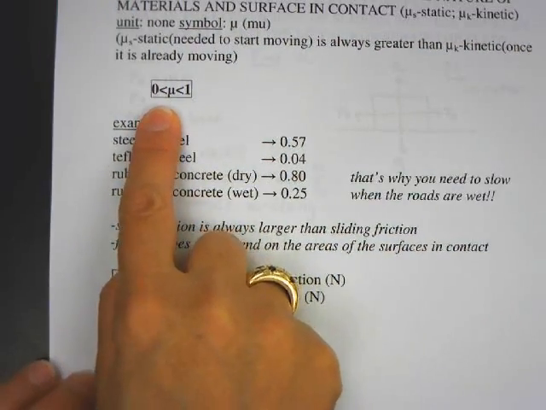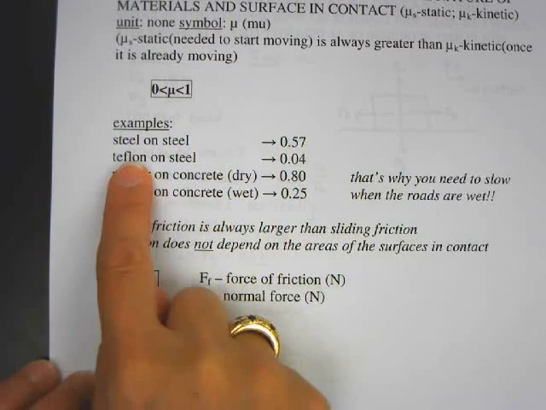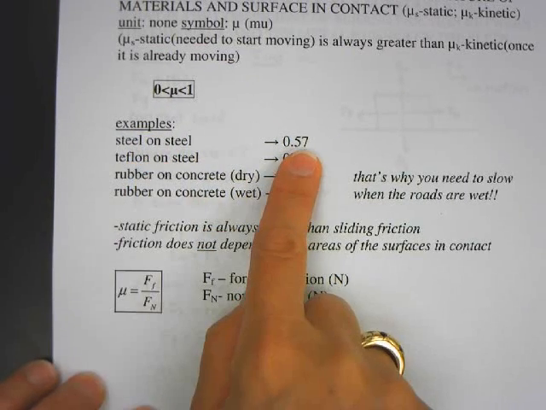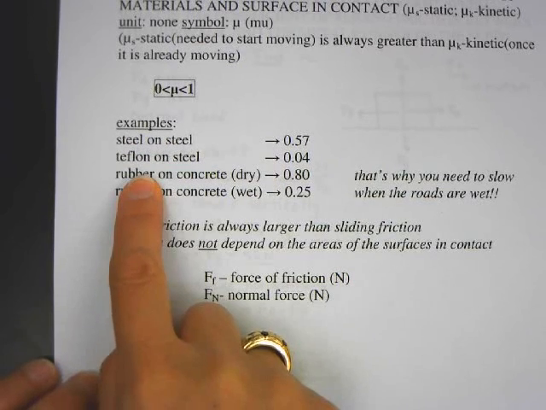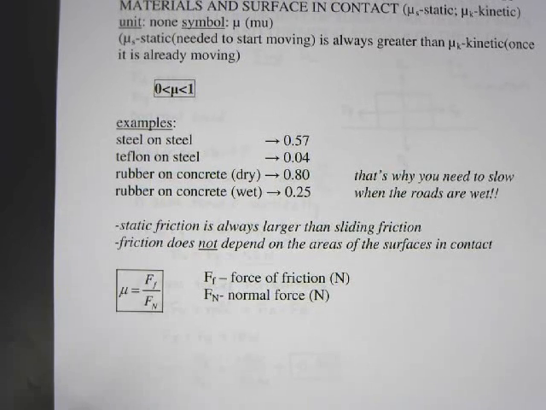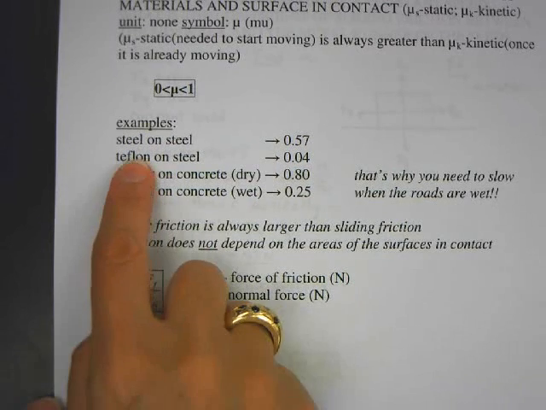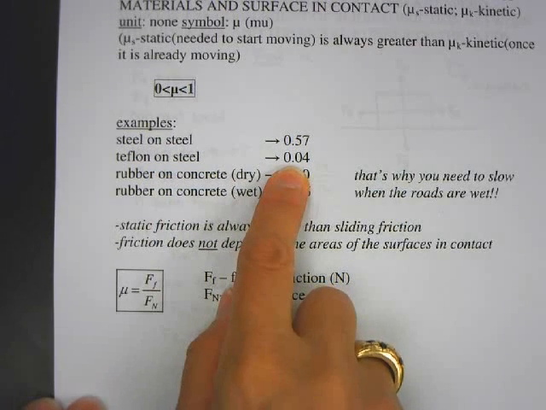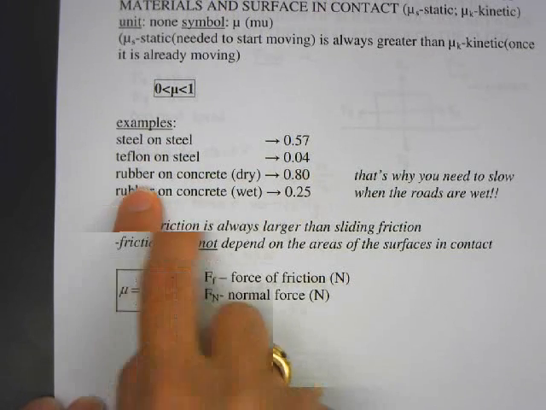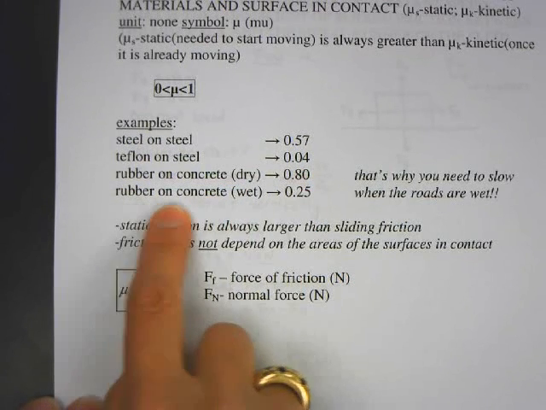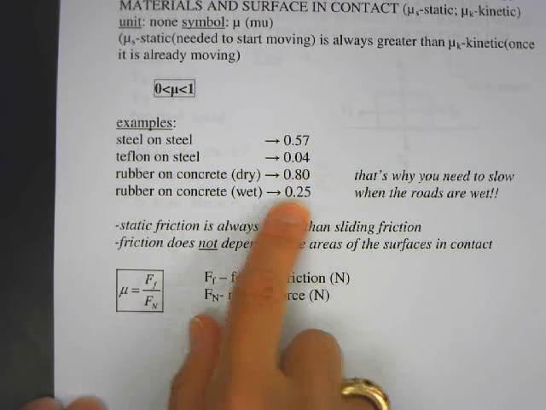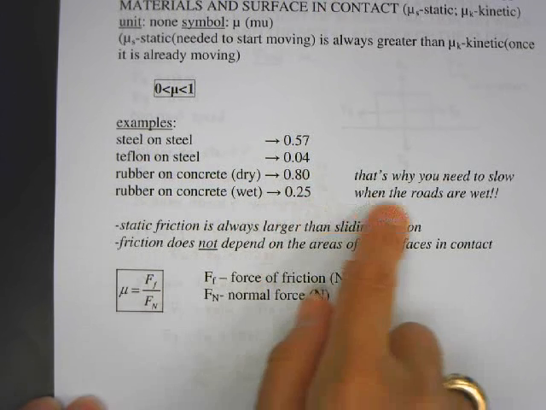So mu is always going to be between 0 and 1, and here are some examples. Steel on steel is 0.57. Teflon is that stuff on the inside of frying pans, like when you cook eggs, and it doesn't stick. Do you see how the Teflon is 0.04? It's hardly anything. Rubber on concrete is 0.8. Rubber on concrete when it's wet is 0.25. So this is dry and this is wet.